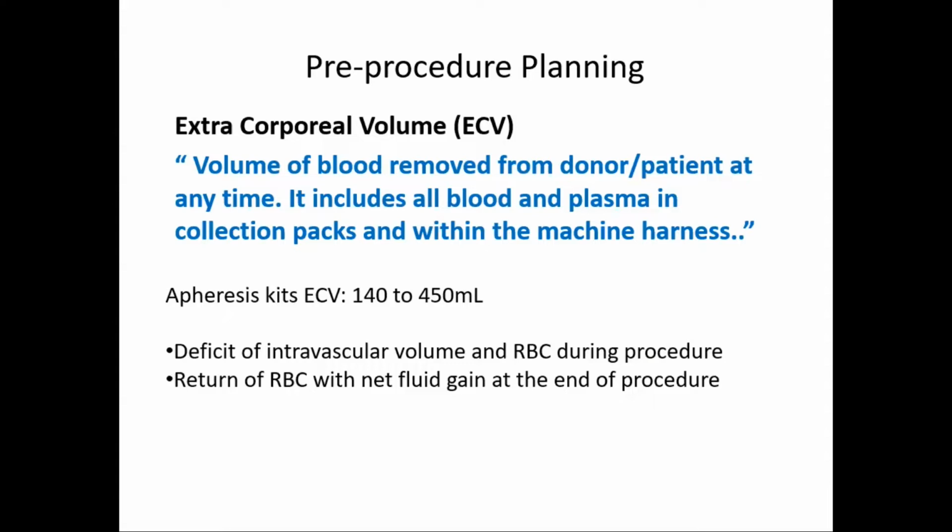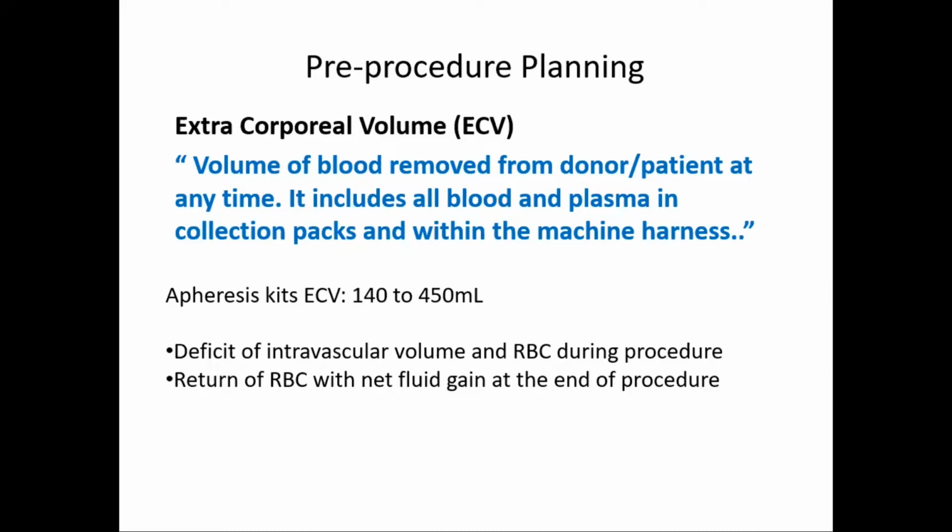Okay. So the next one is, when you get patient data before you accept a patient for apheresis, you need to get the patient's demographics, like height and weight, and you need to determine the extracorporeal volume. What is extracorporeal volume? That is the volume of blood removed from the donor or patient at any time. It includes blood and plasma in the collection packs, and all the blood within the equipment circuits. On average, the extracorporeal volume ranges somewhere between 140 to 450 ml, depending on the equipment as well as the procedure. For the same equipment, for different procedures, the extracorporeal volume changes.